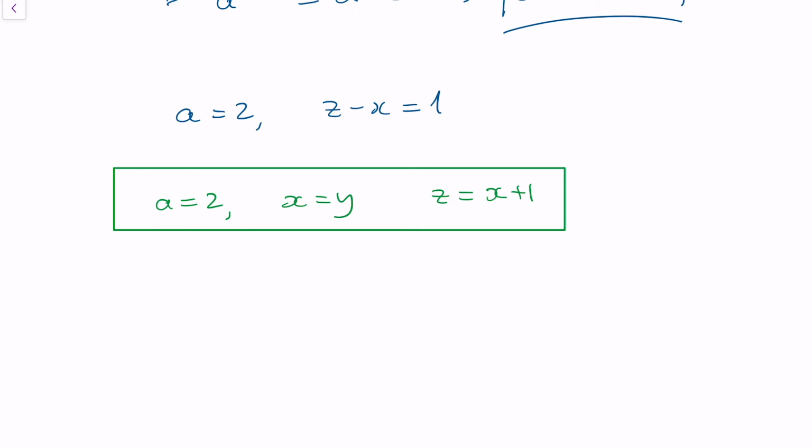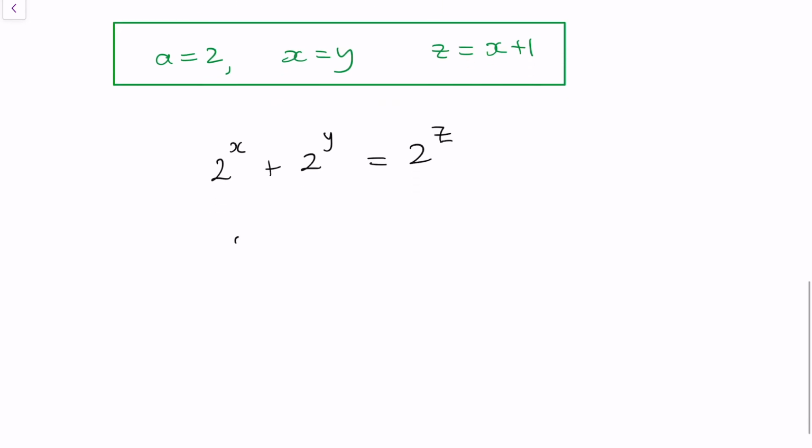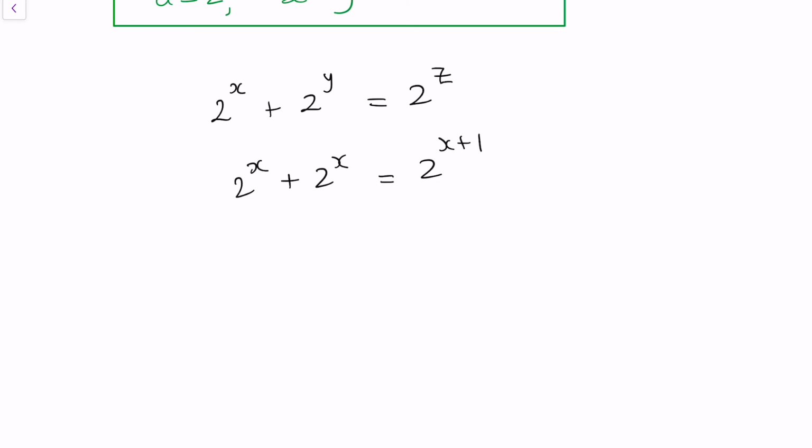So this is the solution. Now let's test this solution. Well, obviously, if a is equal to 2, you have 2 to the x plus 2 to the y is equal to 2 to the z, which clearly implies if x is equal to y, you have 2 to the x plus 2 to the x is equal to 2 to the x plus 1, which is obviously true for positive integer x.